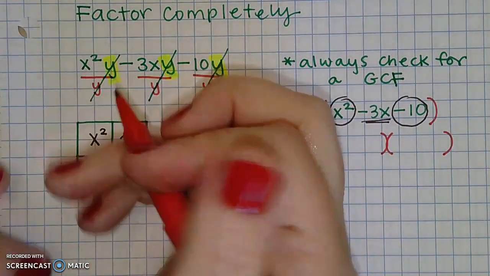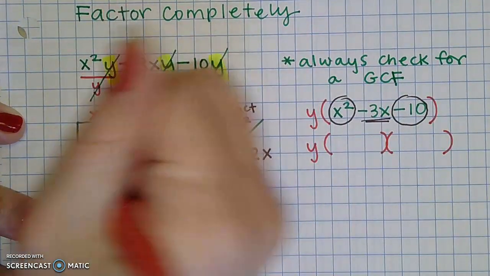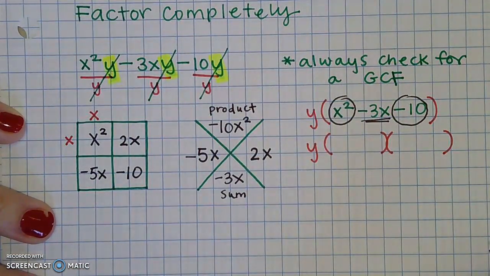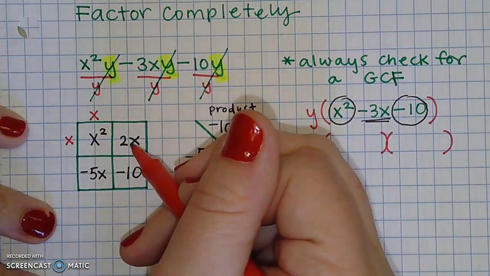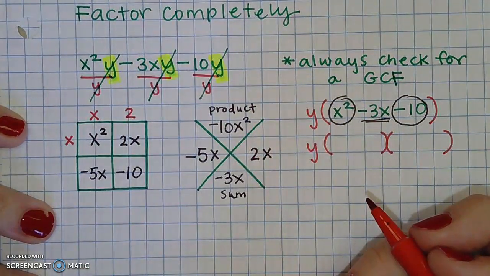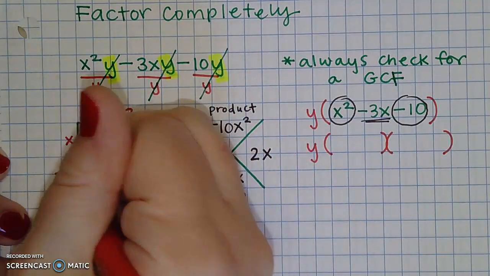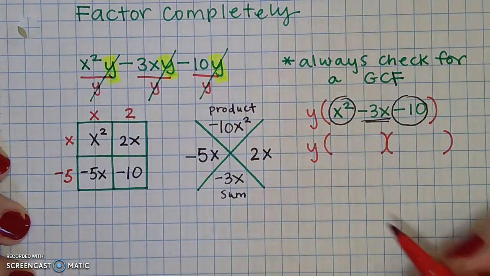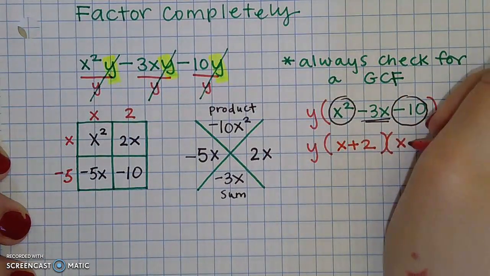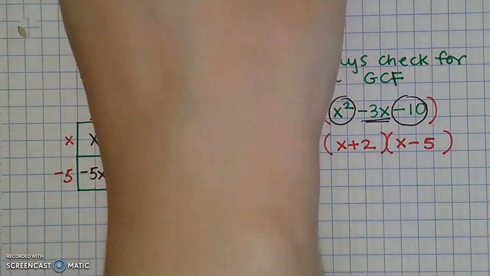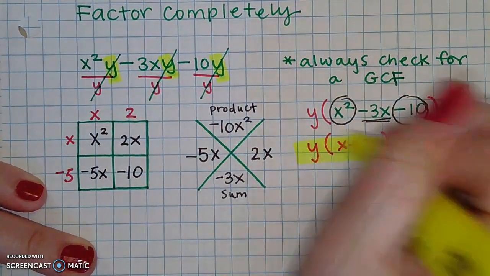So the one that I like to start with is the x squared. I think of this as a multiplication table. I do x times x to get x squared. I'm thinking of, what do I need to multiply x by to make a 2x? That's a 2. And what am I multiplying x by to make a negative 5x? That is a negative 5. So in our parentheses we have x plus 2, x minus 5, and we can highlight that because that is our factor form. That's our answer.